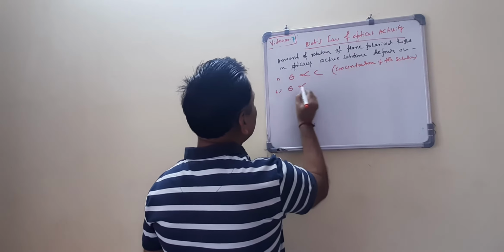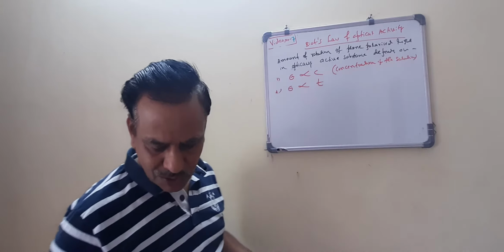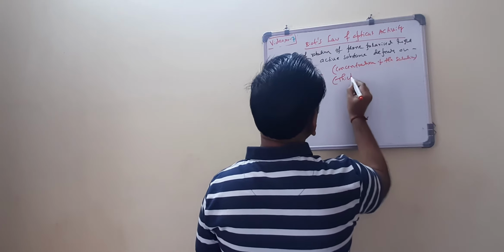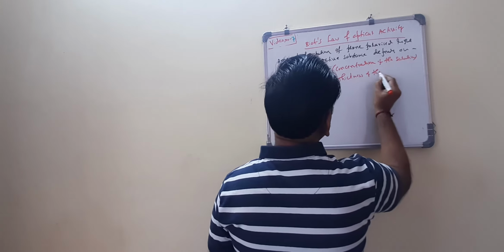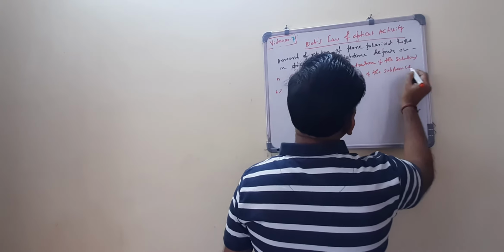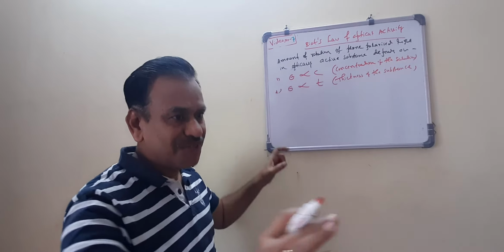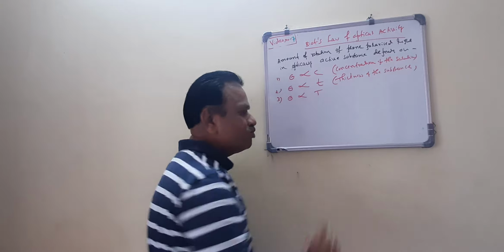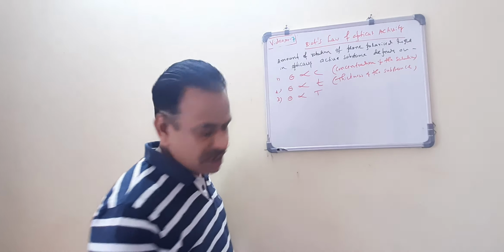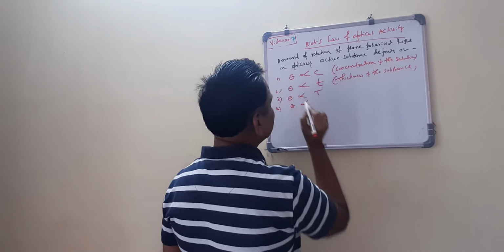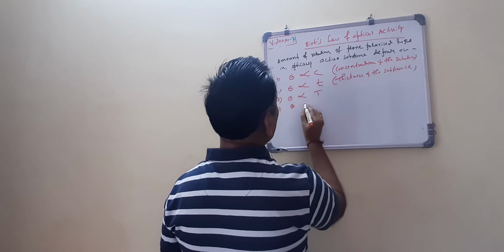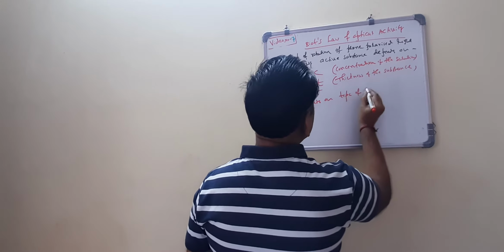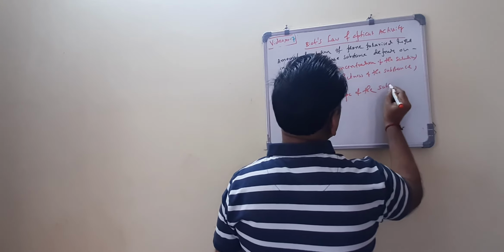Second, theta is directly proportional to the thickness of the solution, that is, the length of the solution, or the thickness of the substance. Some books will write L. That is the length of the solution. Third, theta is directly proportional to temperature. Fourth, theta depends on the type of the substance.